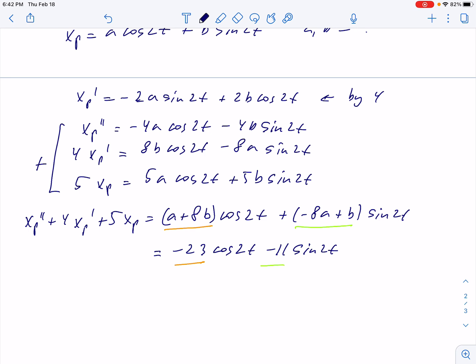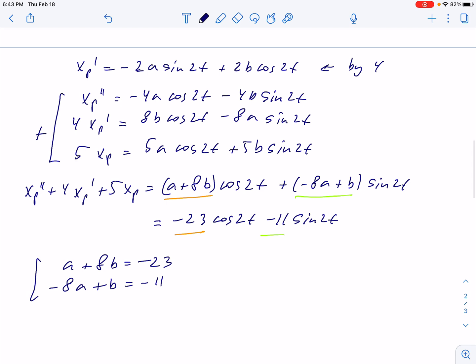So comparing coefficients, we have these equations. A plus 8b equals negative 23. Negative 8a plus b equals negative 11. Very simple. A system of two simultaneous equations, A and B are unknown. How to solve it? We can do substitution or we can do elimination. Because elimination is always better, I shall do it here, and when we start with linear algebra and solving systems, we shall do mostly elimination.